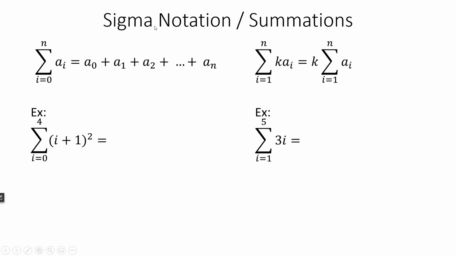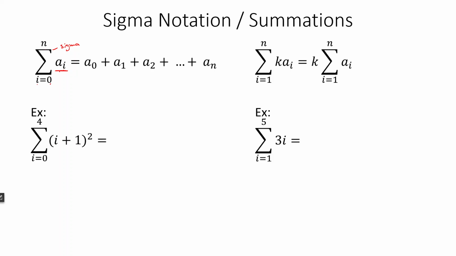All right, so this might be new notation for some of you. This symbol here is the summation notation. So this sigma is what we call it. It's a Greek letter, capital sigma. It means we're adding up whatever is in here over and over again from i equals 0 to i equals n.